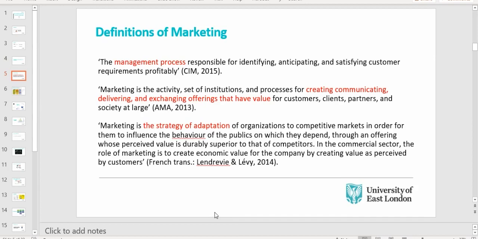So marketing essentially deals with communications, which forms a huge part of the marketing story, and advertising is actually a small, tiny part of the broad communications. And we'll look at some of those later today. And marketing is essentially a strategy of adaptation.